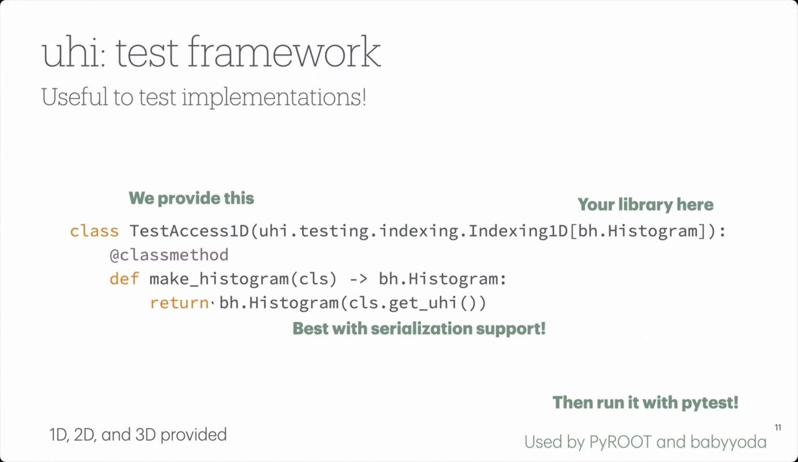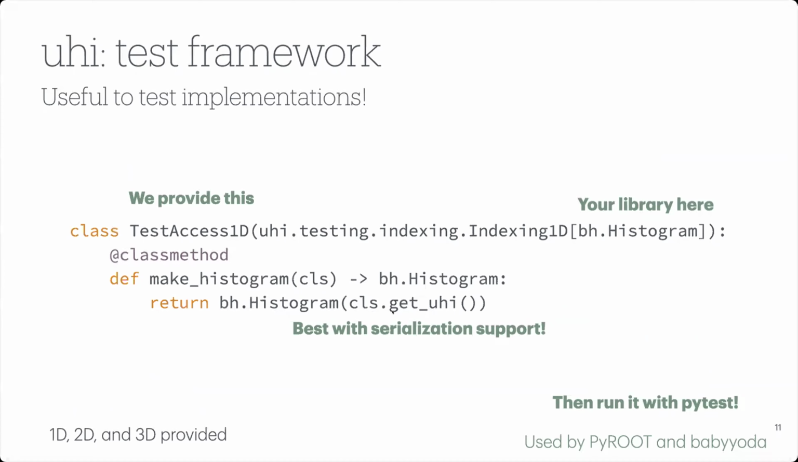And if you support serialization, then it's actually really simple because we give you the serialized form of the histogram, and you can just take that serialized form and deserialize it. So this would be how you could do it for anything that supports serialization. If you just call .get UHI, it will give you the UHI serialization form, which I'll talk about later, and that will then give you a histogram. Otherwise, you could just implement this yourself.